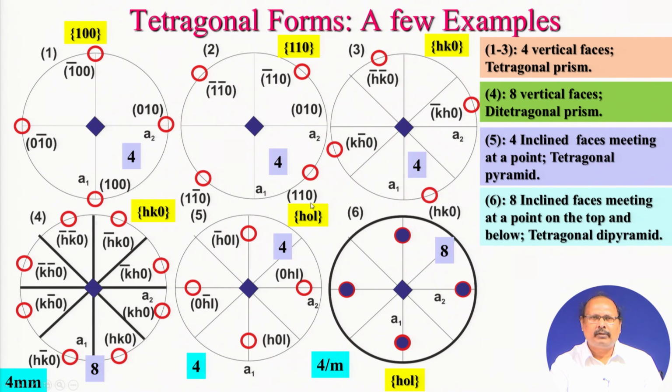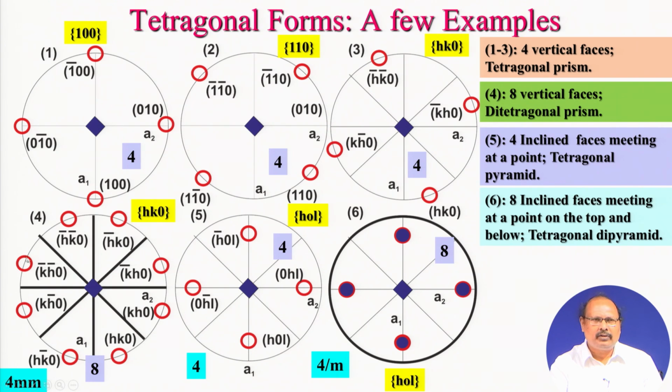So, you have 4 vertical faces here. If you have another symbol, 1 1 0, and it is acted upon by this 4-fold axis symmetry, you produce these 3 faces, and these will all be prism faces, and it also starts with HK0. So, this will produce 3 such faces, and these are all prism faces. So, 1 2 3, this one, this one, this one, you have 4 vertical faces, these are a tetragonal prism.